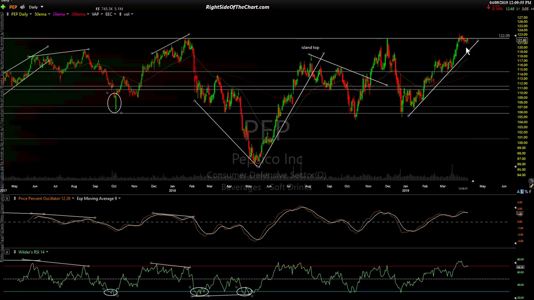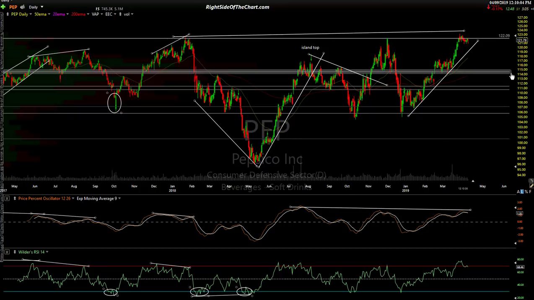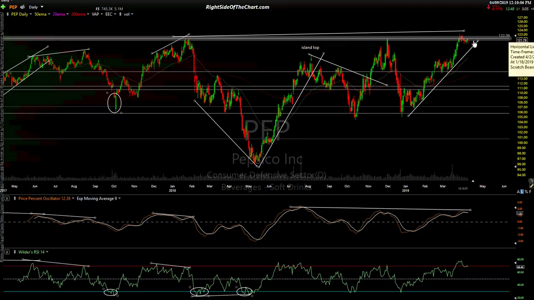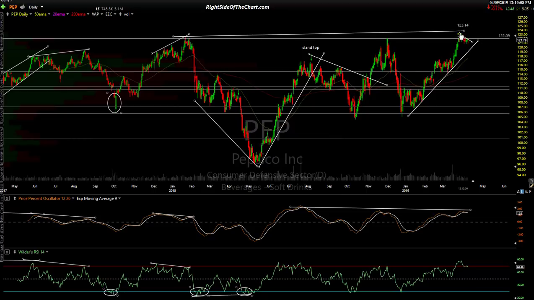PEP, Pepsi, there's your trend line. Big triple top. We have some divergence as well, potential divergence. So you can look at this one glass half empty or glass half full, however you want. Looks like potential flagging type action right here, bull flagging. You have this consolidation, takes the form of a bull flag. You also have an impulsive move up.